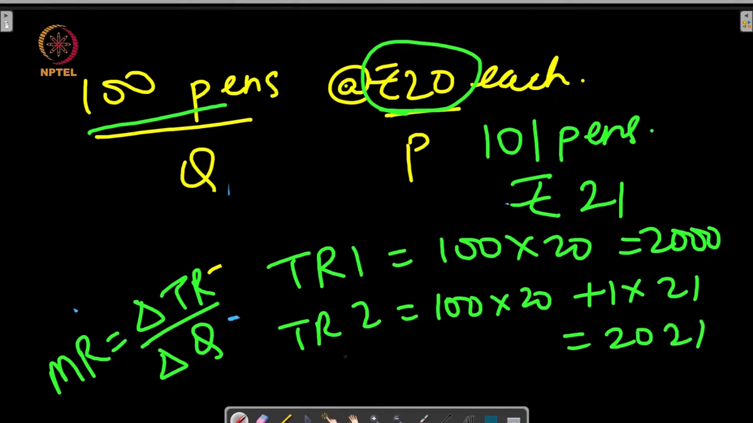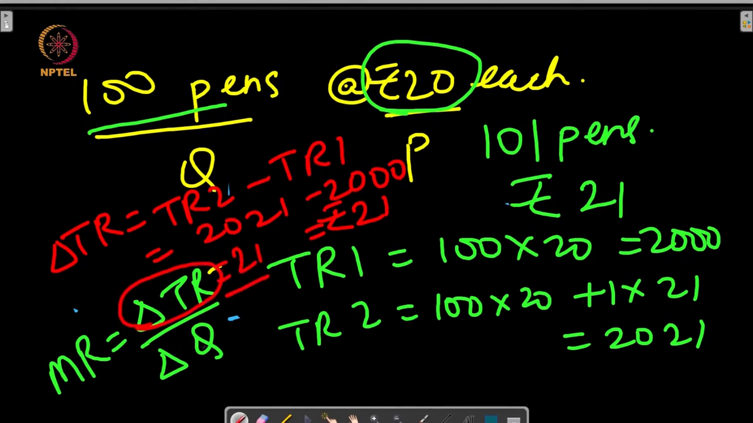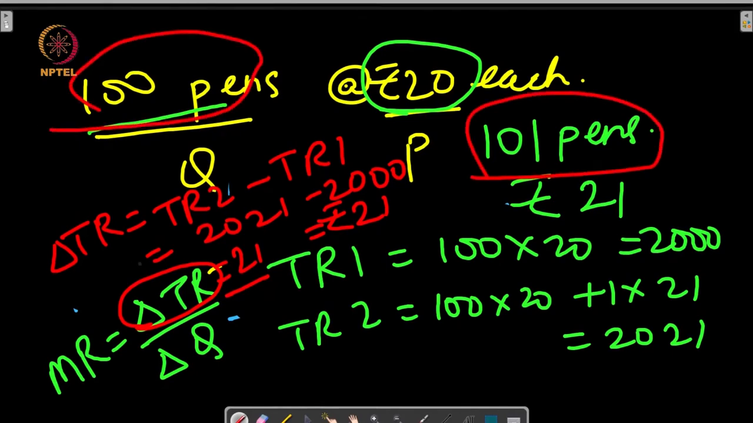Now in this case, delta TR will be given by TR2 minus TR1, which is 2021 minus 2000, which is 21 rupees. So the change in the revenue is 21 rupees and the change in the quantity is 101 pins minus 100 pins, which is 1. So in this case, the marginal revenue will be 21 rupees.